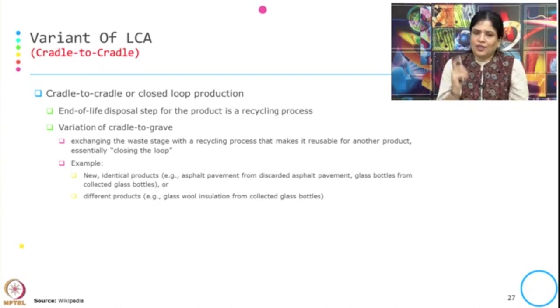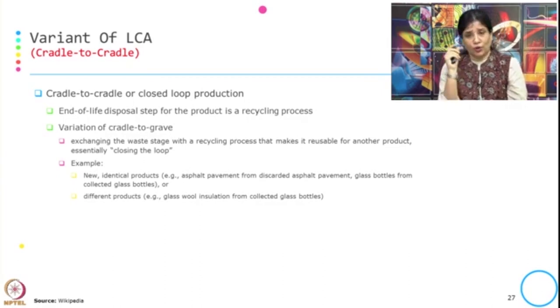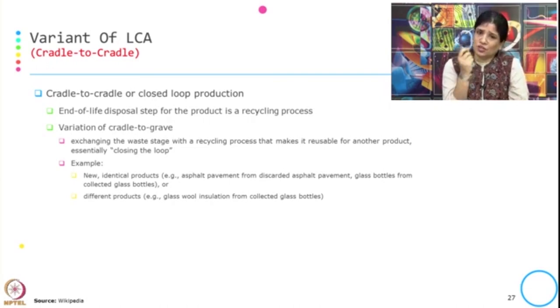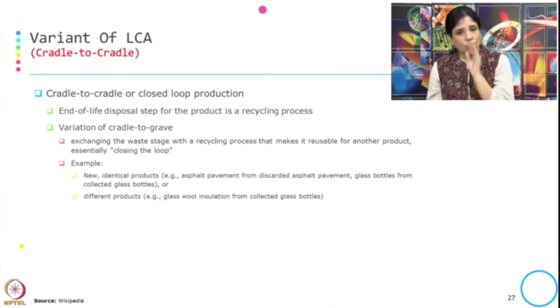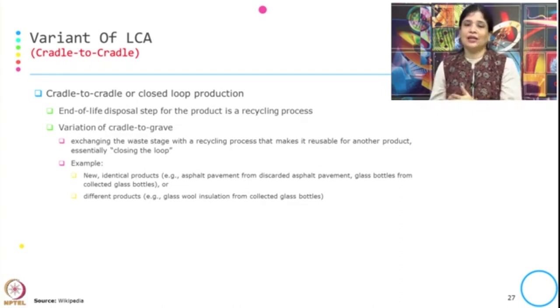One, from the recycling and reusing, you create a new or identical product, or you create a different product. If whatever is the reused or recycled material cannot go back into the production process of the same product, a different product can be created. But in both these cases, this is an example of closed loop, because whatever is being wasted is recycled and reused, either for producing the identical product or for producing a different product.